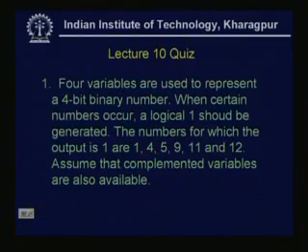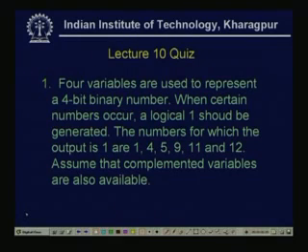Now, today's quiz question, that only one question is there, that 4 variables are used to represent a 4-bit binary number. When certain numbers occur, a logical one should be generated. The numbers for which the output is 1 are 1, 4, 5, 9, 11 and 12. Assume that complemented variables are also available. So, you reduce this expression. So, the thing is that find out the expression and reduce the function.